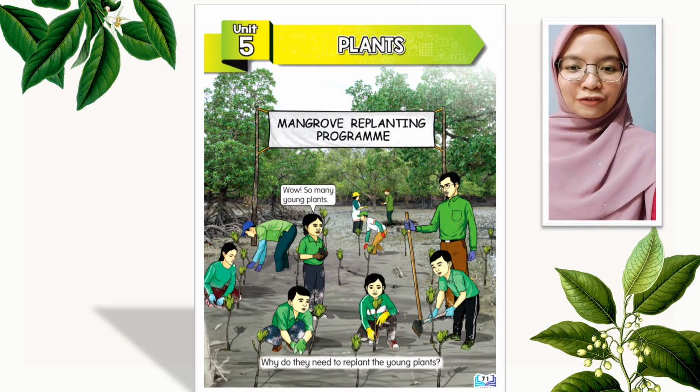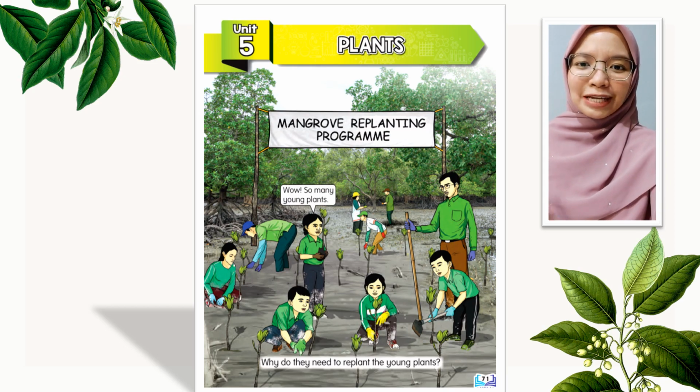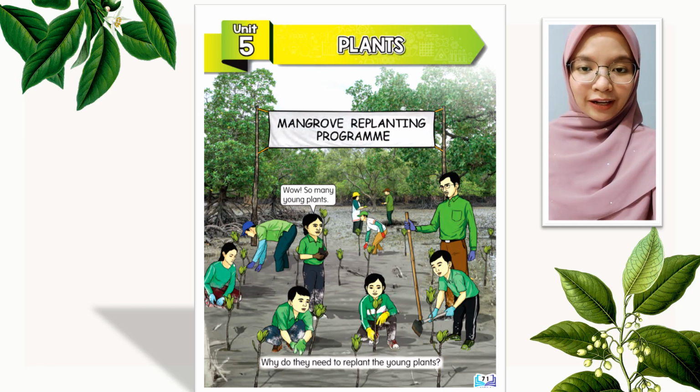First of all, what is reproduction? As we all know, human needs plant and animals need plant also. So if the plant did not reproduce, there will be no more plant after this. So the importance of this reproduction is to prevent the extinction of plants.